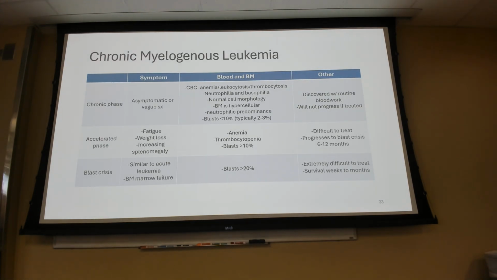All right. Quick chart: chronic, accelerated, and your blast phase. So typical is 2 to 3%, certainly less than 10% in that chronic phase. Accelerated is more than 10%, and then once greater than 20%, they've slipped into blast crisis, or your acute phase.